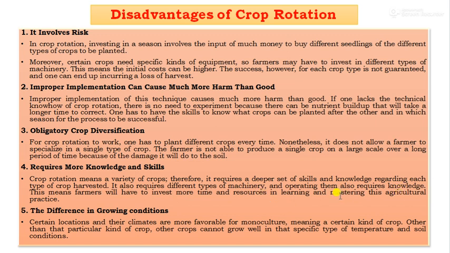Next disadvantage, that is difference in the growing conditions. Certain locations and their climates are more favorable for monoculture, meaning a certain kind of crop. Other crops cannot grow well in that specific type of temperature and soil condition.